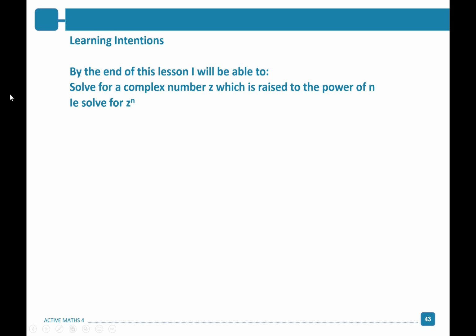Hi guys, today we're looking at applying de Moivre's theorem to solve for a complex number z which is raised to the power of n, i.e. use de Moivre's theorem to solve for z to the power of n. Your key term in these questions is solving for z. Let's look at an example from exercise 12.10.